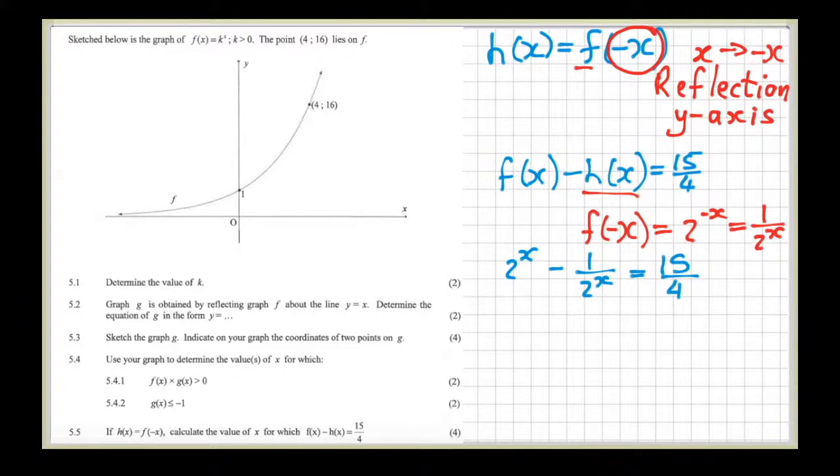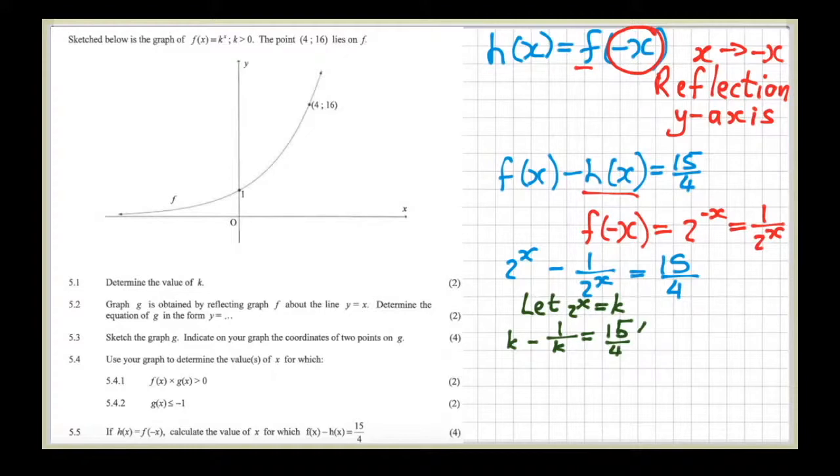Oh wait, what am I sitting with here? This is a grade 11 exponential equation that I've got to solve. I hope you still remember how. If you don't, well, it's maybe now a good chance to pay attention. In a case like this, ladies and gents, I love to do the k method. In other words, let 2 to the x equal to k. So I'm going to sit here with k minus 1/k equal to 15/4. And I'm going to try and solve this.